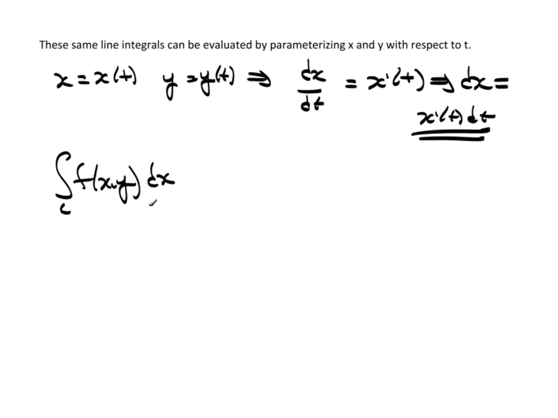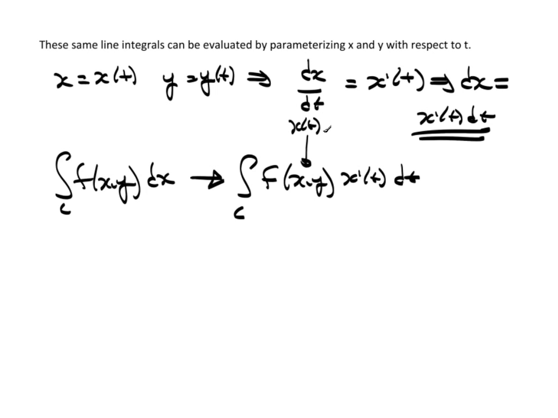So I can substitute that in for dx, and this will give me the integral over the curve of f of x, y, but remember, x and y are now going to be parameterized functions of t, times x prime of t dt. Remember, think of this as x of t and y of t. That's what's really down here.